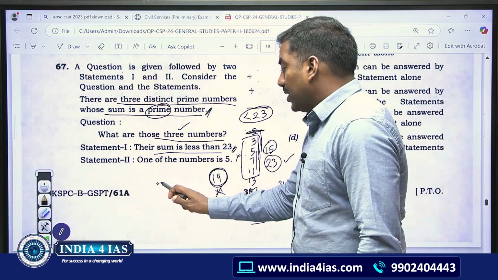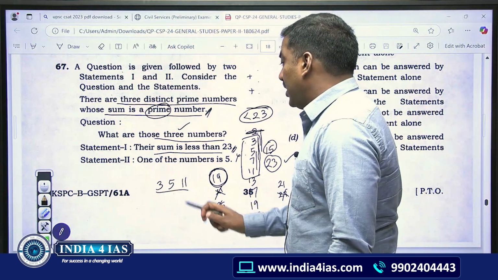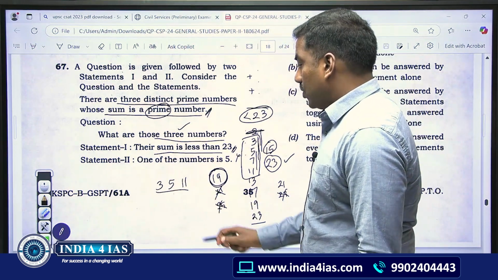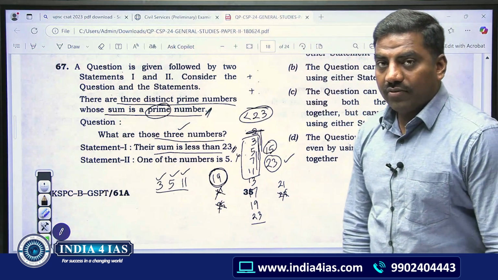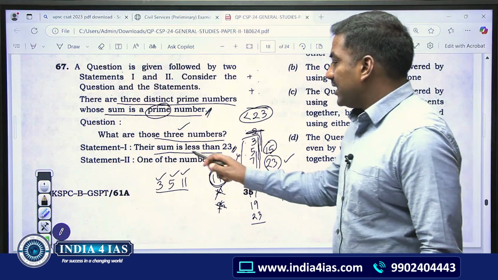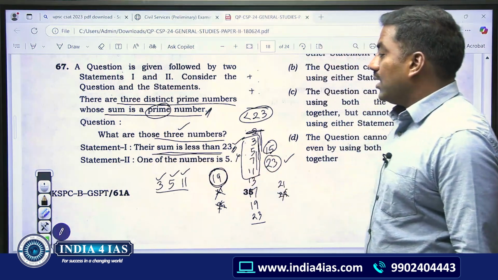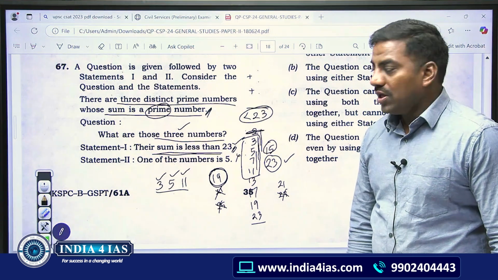For 19, you have to have 3, 5 and 11. So these are the 3 distinct prime numbers that we have, which are giving us the sum less than 23. So we can tell statement 1 alone can help us to answer.